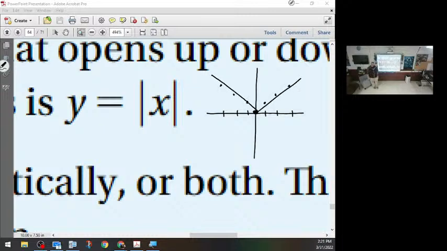Absolute value graphs look like a bunch of V's, because all of this stuff down here that would have been negative is all positive now. So it takes that line and kinks it upward. Okay?